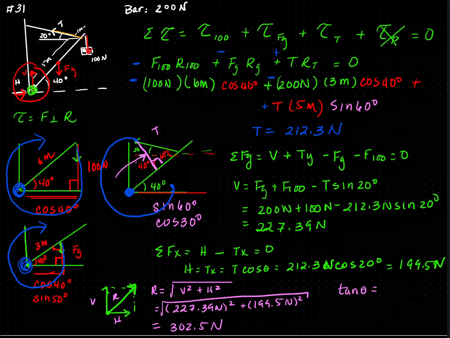Tangent theta is what we're going to use to find the angle. So I'm going to measure from the horizontal going to the north. So it's going to be opposite over adjacent, which is V over H. This is equal to 227.39 newtons divided by 199.5 newtons. So theta becomes approximately 48 degrees northeast.